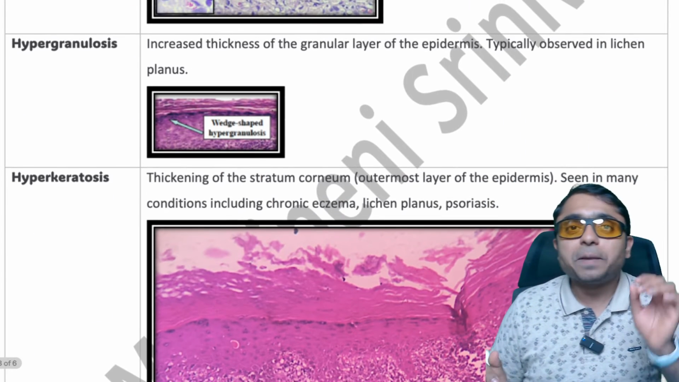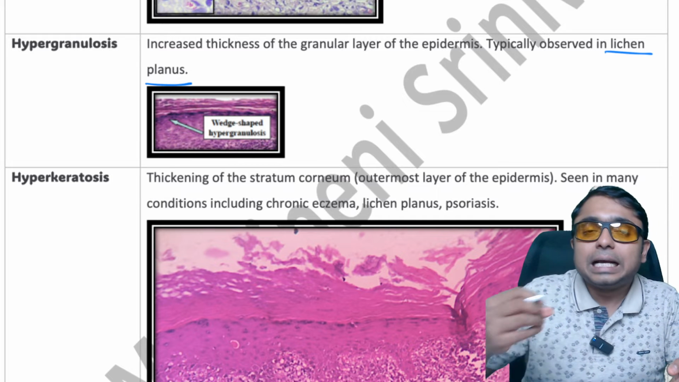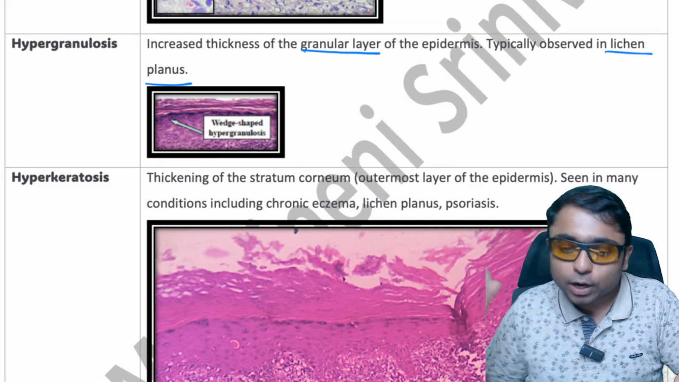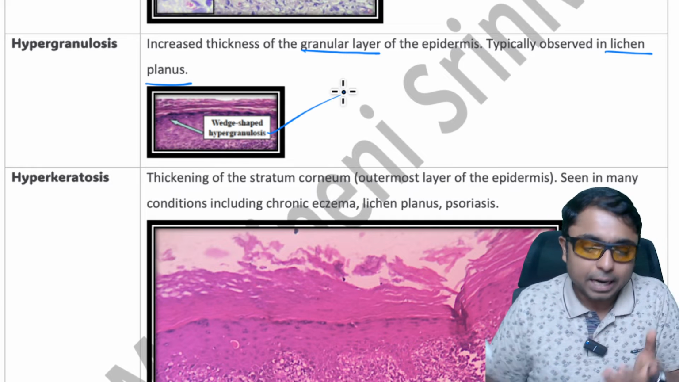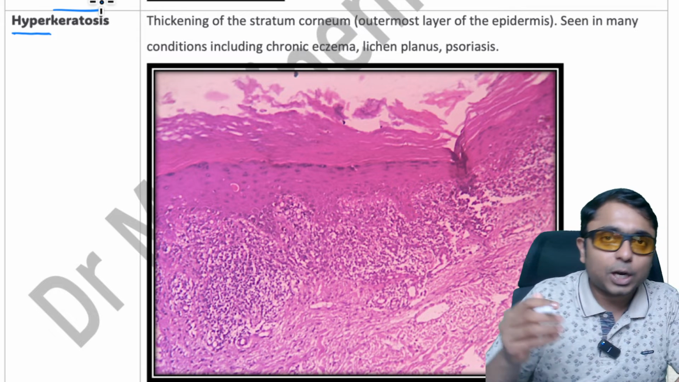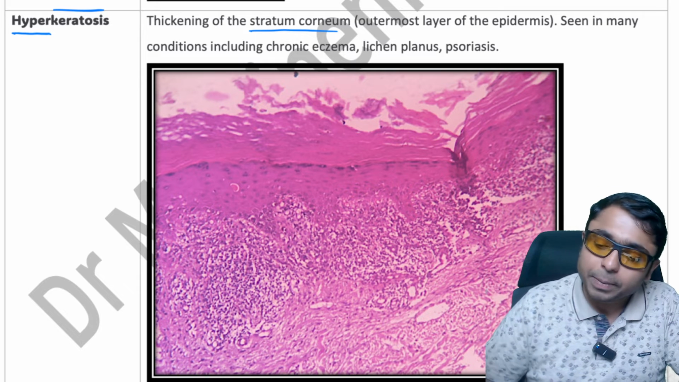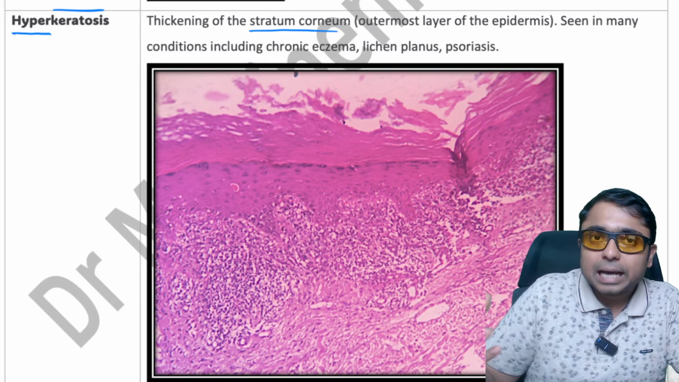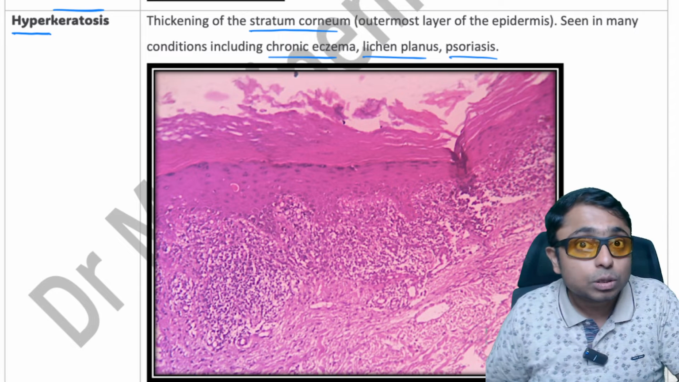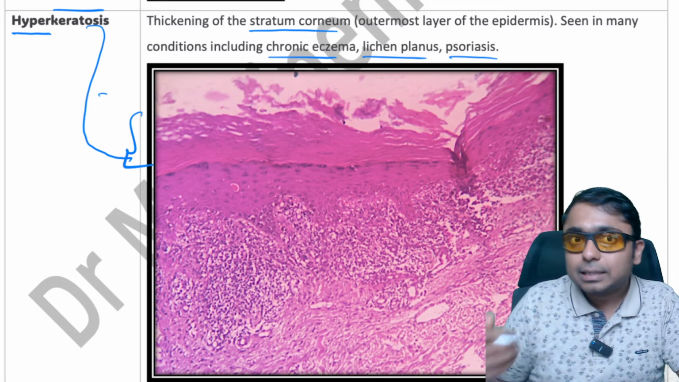Next term is hypergranulosis. Remember, in lichen planus, which is a papulosquamous disorder, there is a wedge-shaped hypergranulosis, that is thickening of the stratum granulosum layer of the epidermis. This is what is called hypergranulosis. Next term is hyperkeratosis, self-explanatory. Hyperkeratosis is thickening of the stratum corneum, which is the outermost dead layer of the epidermis. This can be seen in various conditions, for example chronic eczema, lichen planus, and also psoriasis. Here you are able to see the hyperkeratotic epidermis.